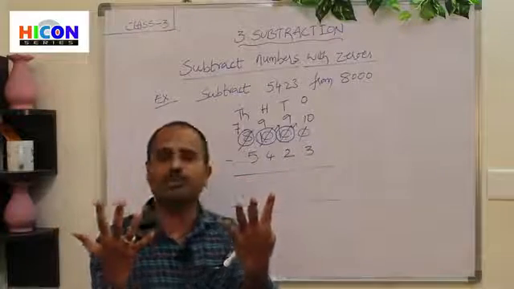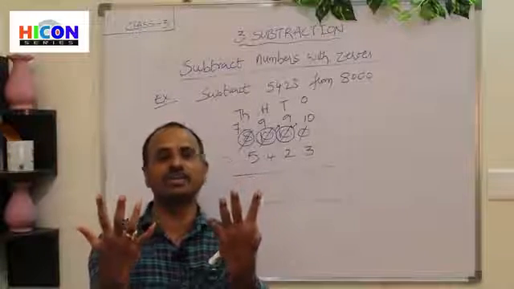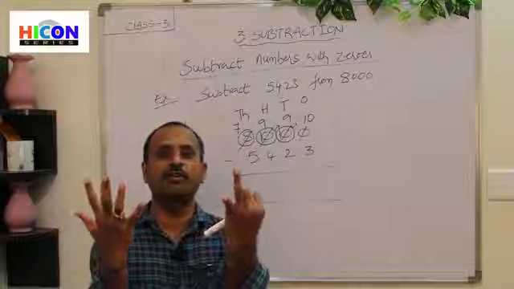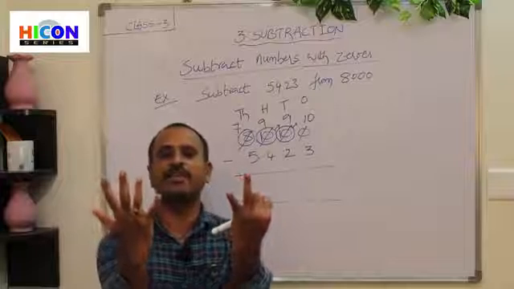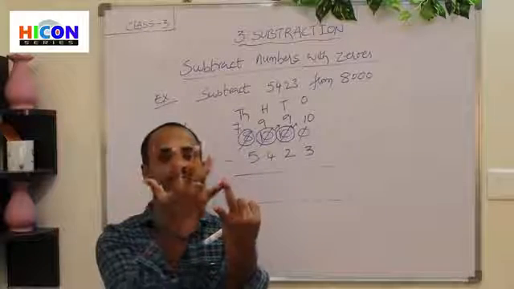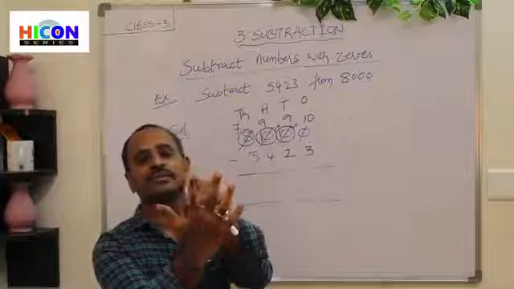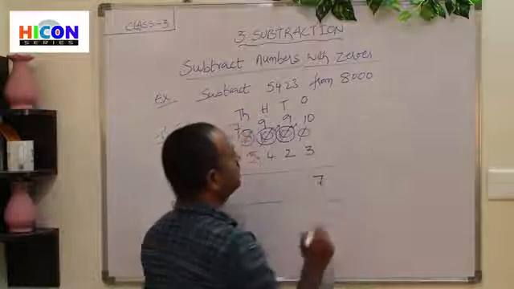And what is the second number in the ones place? 3. So close 3 fingers among these 10 fingers. There is 1, 2, 3. Children, I have closed 3 fingers among 10 fingers. Then how many fingers are remaining here? So let us count 1, 2, 3, 4, 5, 6, 7. So 7 fingers are there. So write 7 under ones place.